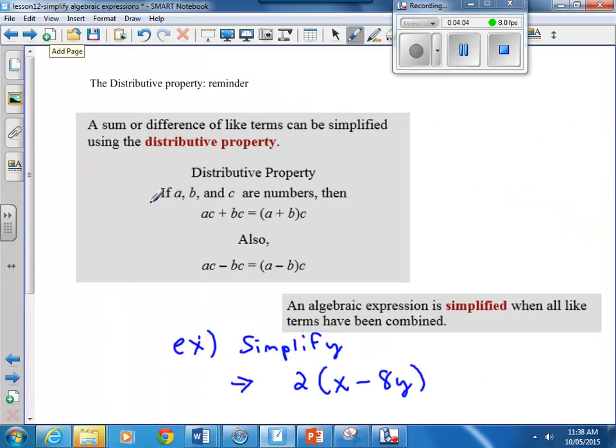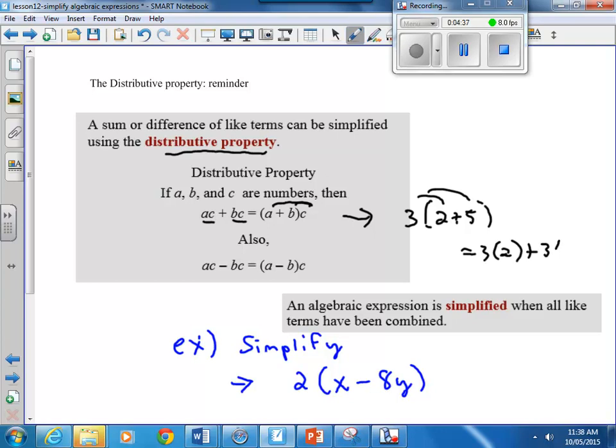Okay, little reminder on the distributive property. A sum or difference of like terms can be simplified using the distributive property. What this basically means is if a, b, and c are numbers, then you can take c and multiply it through the parentheses and call it ac plus bc. If you need numbers, think about it like this: c is a number, and a and b are numbers. Let's say 2 plus 5. It's legal to multiply that through by 3 and call that 3 times 2 plus 3 times 5, which is 6 plus 15, which would be 21.